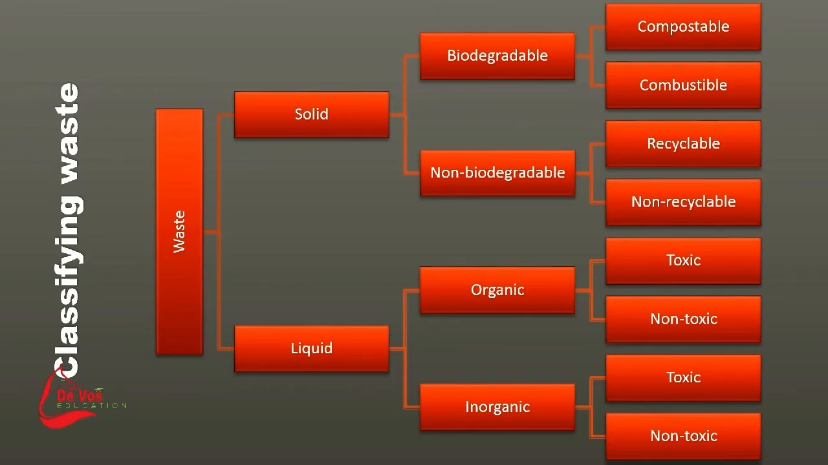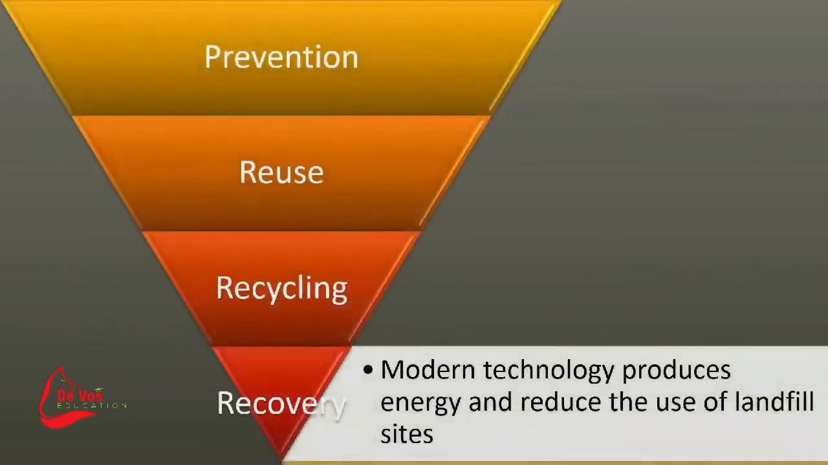Waste classification starts by separating it into solid versus liquid waste. The solid waste can either be biodegradable or non-biodegradable. The biodegradable solid waste can either be compostable or combustible. The non-biodegradable solid waste is either recyclable or non-recyclable. Going into the liquid waste, you get your organic liquids versus your inorganic liquids. And both of them can either be toxic or non-toxic.